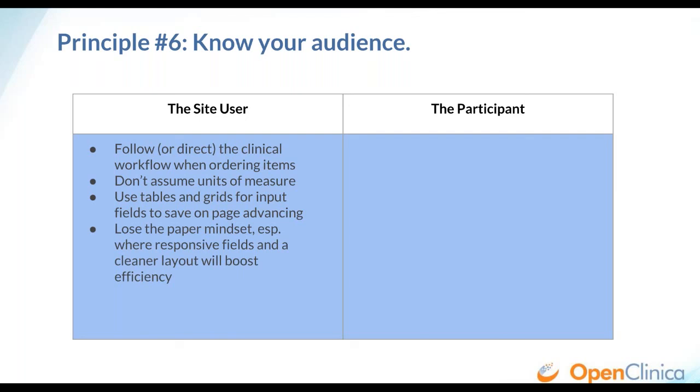We have to lose the paper mindset, where responsive fields and a cleaner layout will boost efficiency. And this is almost always. You can't have skip logic on paper. Paper isn't real time. But we want to make sure that if something isn't required or something doesn't need to be asked, that we don't ask it. And we use our skip logic for doing that. And of course, there's nothing wrong with mimicking paper forms where those are very familiar. I put lose the paper mindset first because I think that's more important. But if you know the CRCs are comfortable with a paper form, then do your best to actually make a facsimile of that in electronic format.